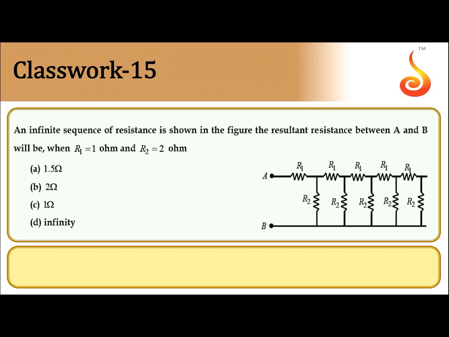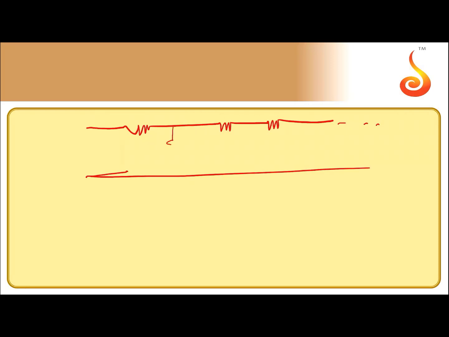Example 15. An infinite sequence of resistance is shown in the figure. The resultant resistance between A and B will be when R1 is equal to 1 ohm and R2 is equal to 2 ohm. Okay. This infinite ladder network can be converted into a finite ladder network by the following argument. This is R1, these are all R1 each, these are all R2 each, and this is point A, this is point B.